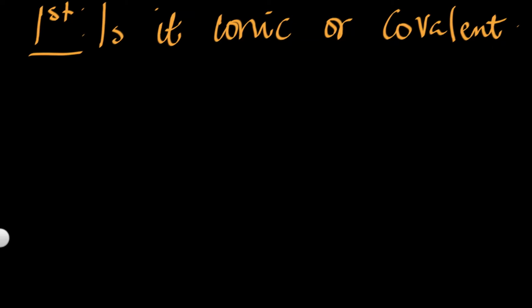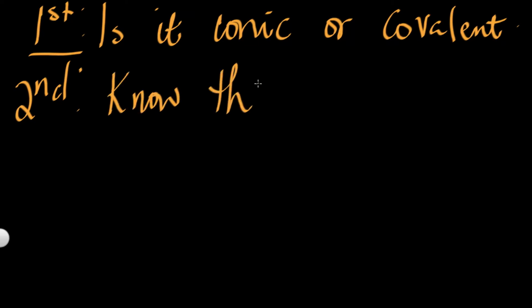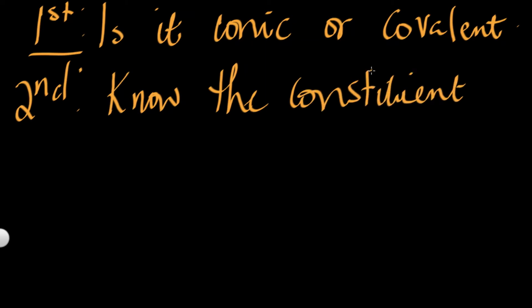And then after that, second, you have to know the constituent atoms or ions. You need to know the names of the constituent atoms or ions. If it is an ionic compound, obviously it is made up of ions, and you need to know the names of those ions. And if it is a covalent compound, it is obviously atoms bonded together, covalently bonded. You need to know the names of those atoms one by one. This is a very important step. So you're going to see when I'm applying this.